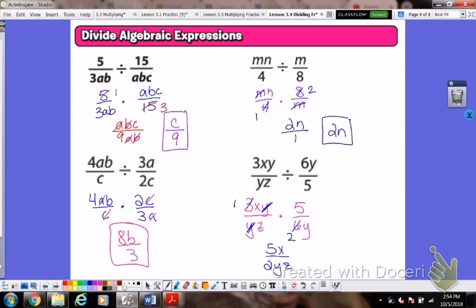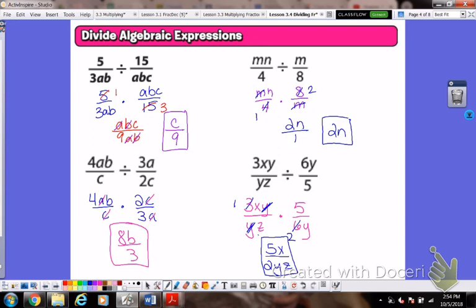Oh, we can't reduce 5 and 2. And then I have an x in my numerator, no x in the denominator. I have a yz in the denominator, no yz in my numerator, so none of my variables reduce. I know 5 over 2 looks like it would be an improper fraction, but since we don't know what our variables represent at this point, we're going to leave it as it is.